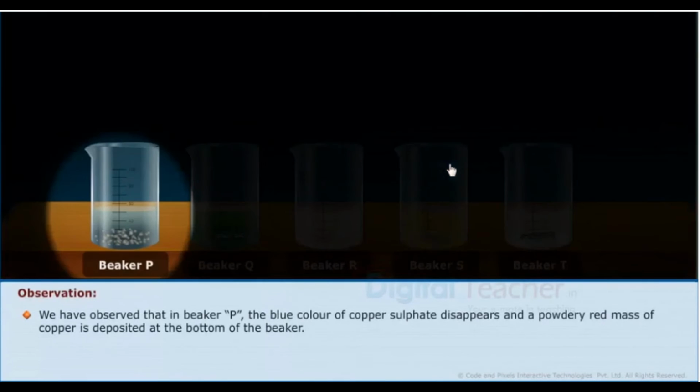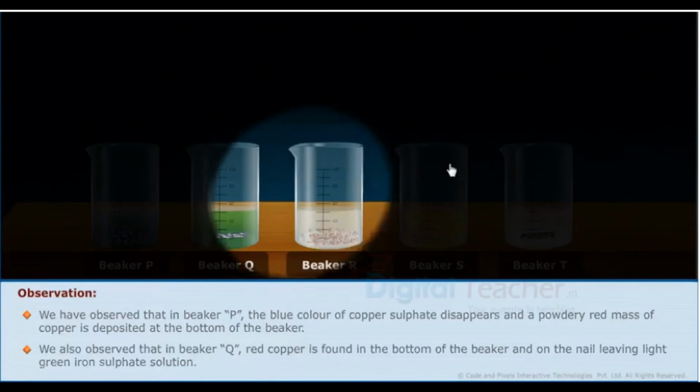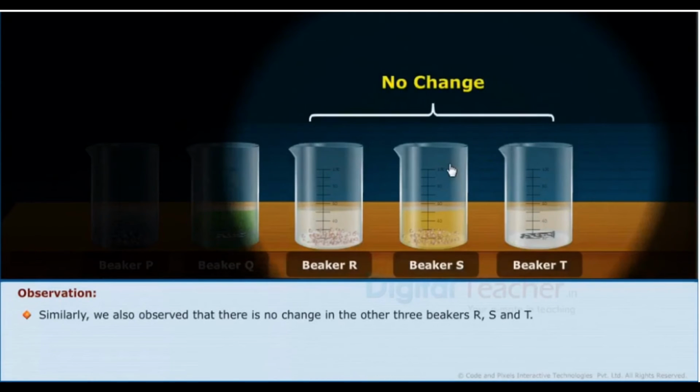We have observed that in beaker P, the blue color of copper sulfate disappears and a powdery red mass of copper is deposited at the bottom of the beaker. We have also observed that in beaker Q, red copper is found at the bottom of the beaker and on the nail, leaving light green iron sulfate solution. Similarly, we also observe that there is no change in the other three beakers R, S and T.